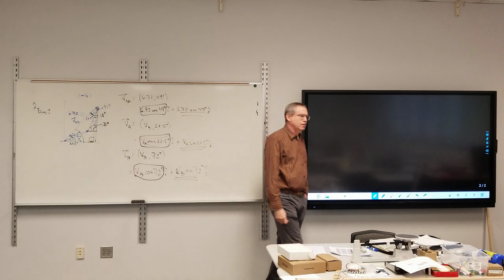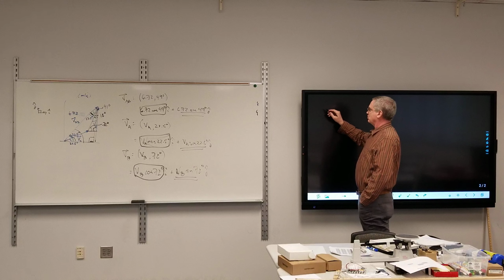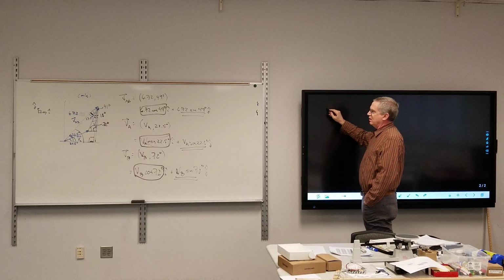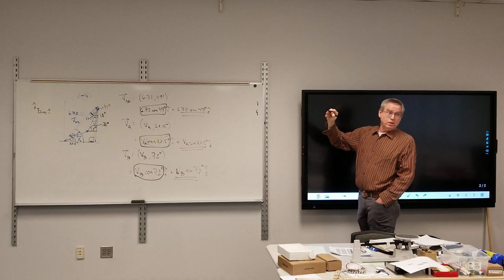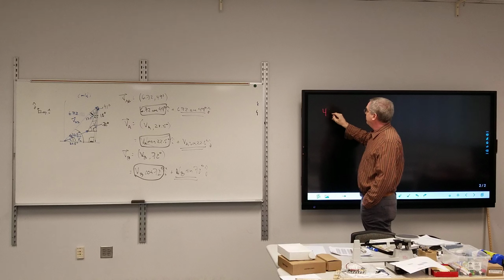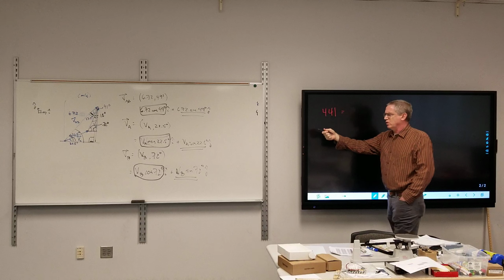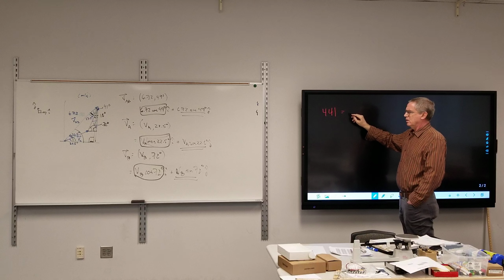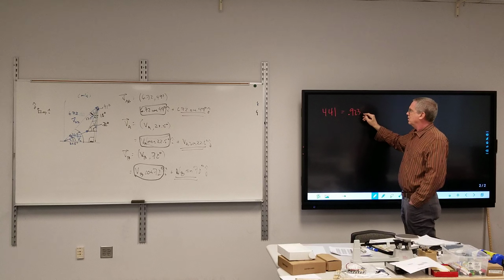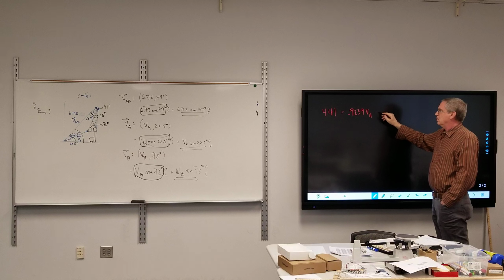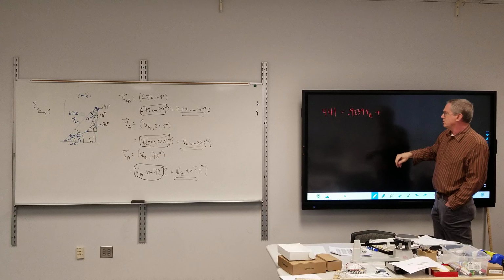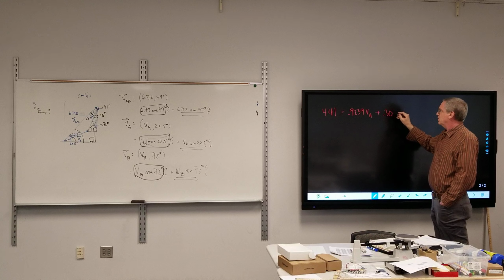One second. One more time? 4.41. Yes, 4.41 is equal to, what's the cosine of 22.5, to 4 decimal places? 0.9239. Technically it's 0.9238, but I rounded to 9. And then the cosine of 72 degrees? 0.3090.